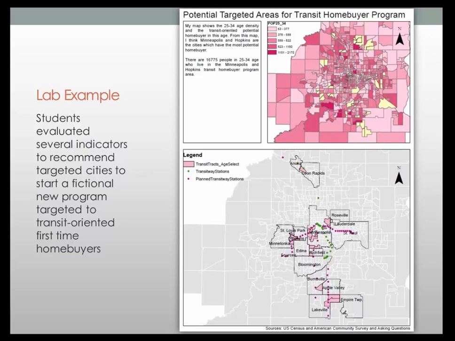So this lab is showing an example. This is a lab that we did on creating a fictional target program for new homeowners where the connection would be to transit. So we were doing some really basic multi-criteria analysis to investigate where there might be a potential market for first-time home buyers near transit stations in the Twin Cities in Minnesota.